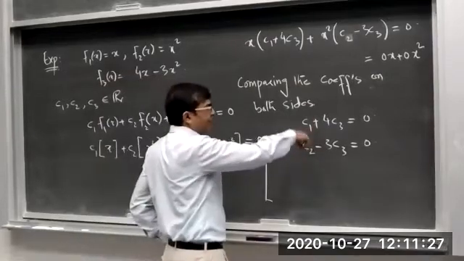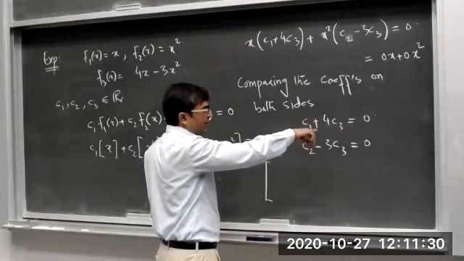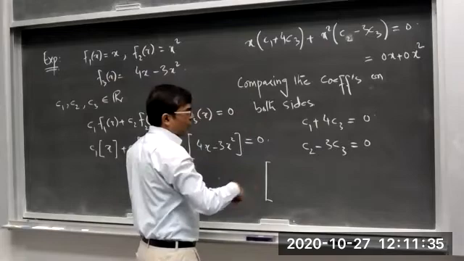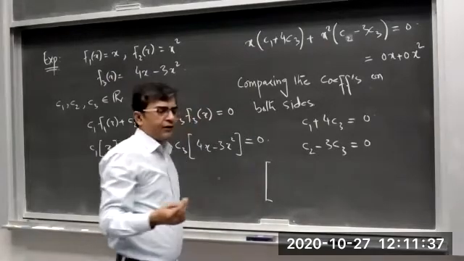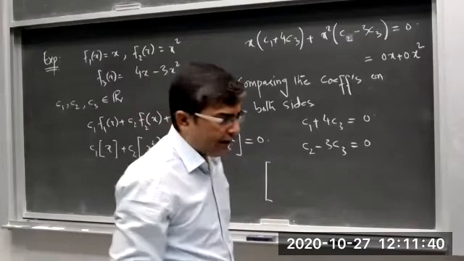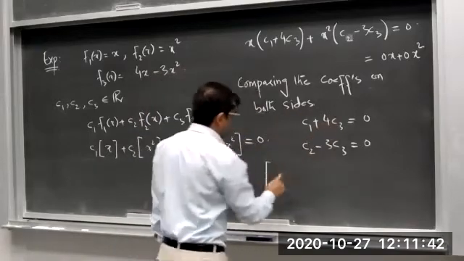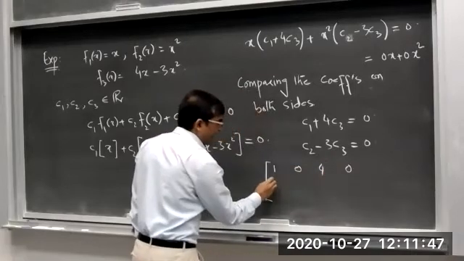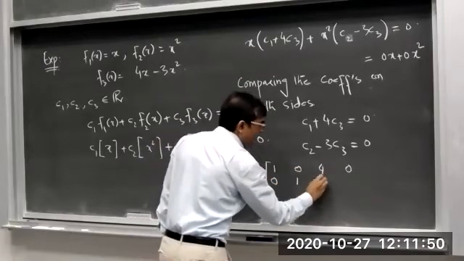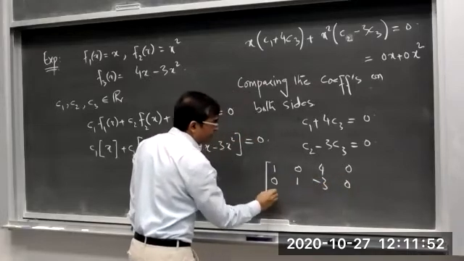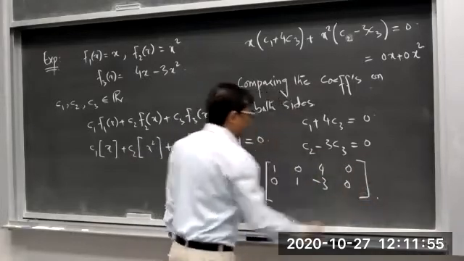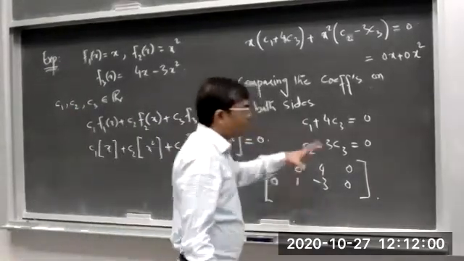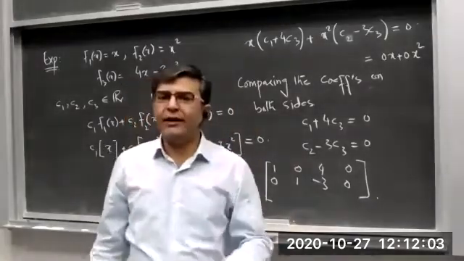You can solve this linear system. This is basically a homogeneous linear system. We can write an augmented matrix as you did in your linear algebra course. I hope you know how to solve homogeneous linear systems. 1, 0, 4, 0, and 0, 1, -3, 0. You have this augmented matrix. Now, we can reduce this augmented matrix into echelon or reduced echelon form, and then we can solve it.